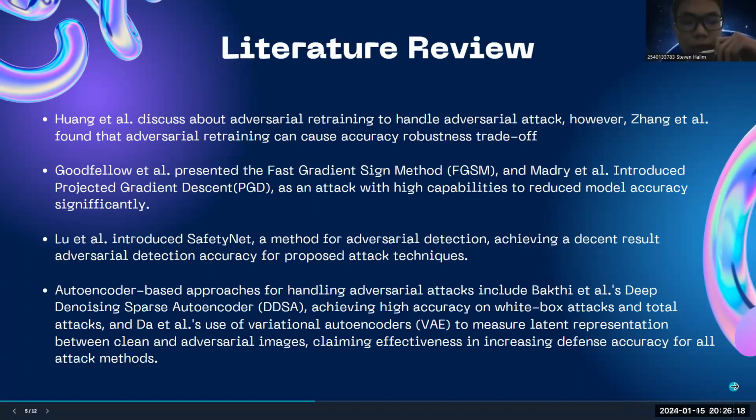For literature review, these are the few literature that we use in our research paper. One is Wang et al. They discuss adversarial training to handle adversarial attacks. However, Zhang et al., another author, found that adversarial training can cause an accuracy robustness trade-off. This trade-off indicates that as the model increases in robustness against adversarial attacks, it also suffers damage in clean image classification.